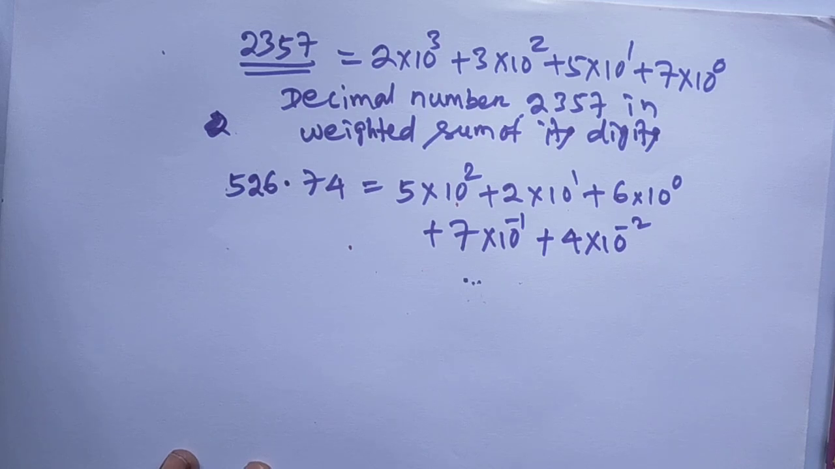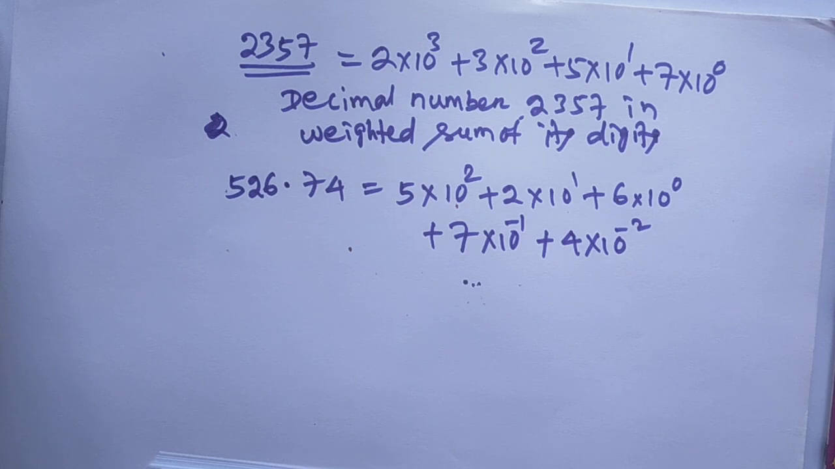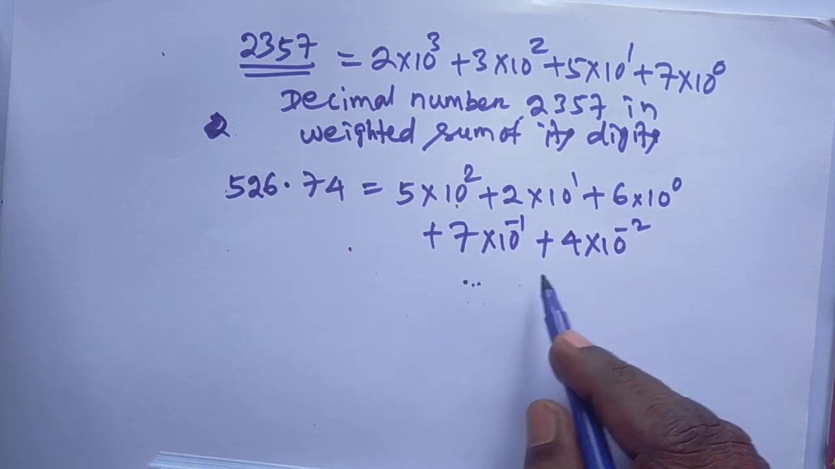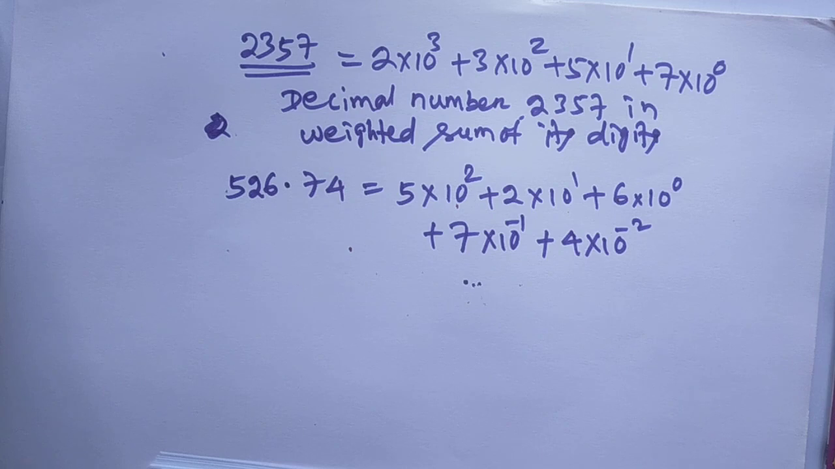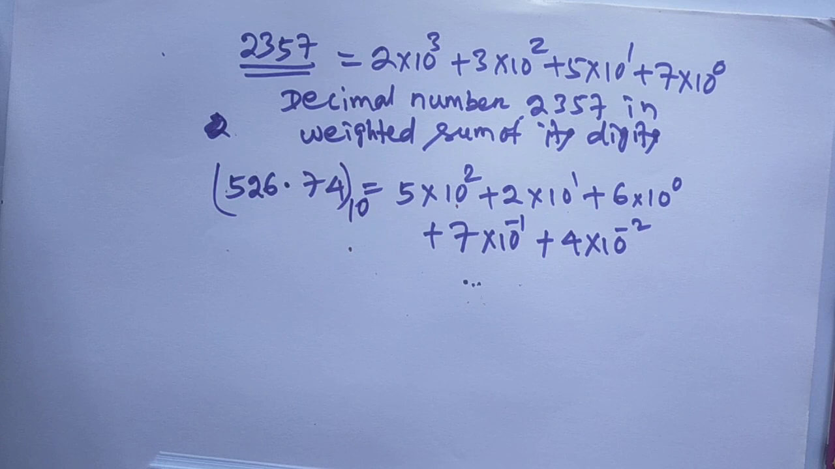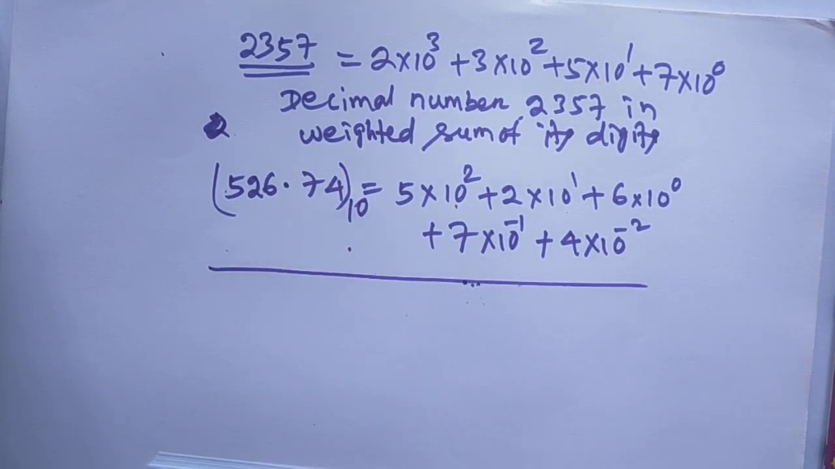So this is the basic concept to define any kind of decimal number with the weighted sum of its digits and some coefficients. These are the coefficients, 5, 2, 6, 7, 4, and the base is 10. This is how a decimal number is defined with the weighted sum of its digits.